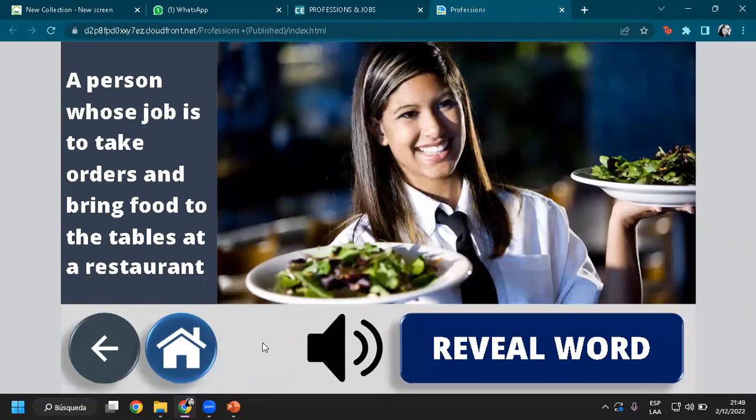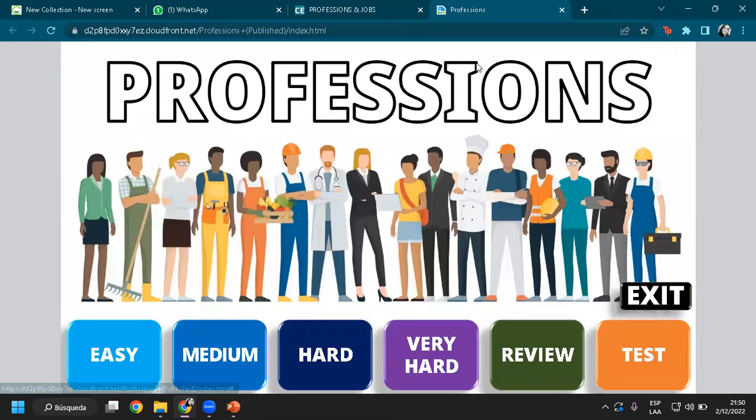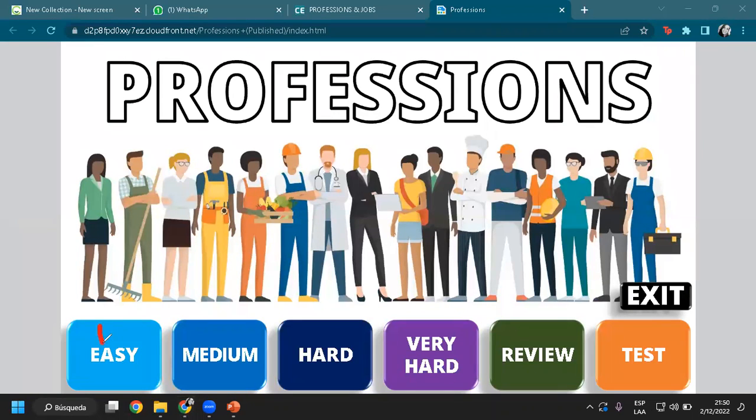Mesera. No, a waiter. Okay. Waiter or waitress? Aquí dice waiter. Server. Pero remember, si es un boy, si es un man, decimos waiter. Pero si es una girl, una woman, decimos waitress. So, el nivel easy, superado. Very good job.